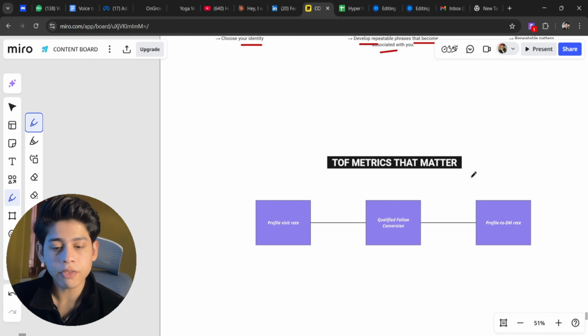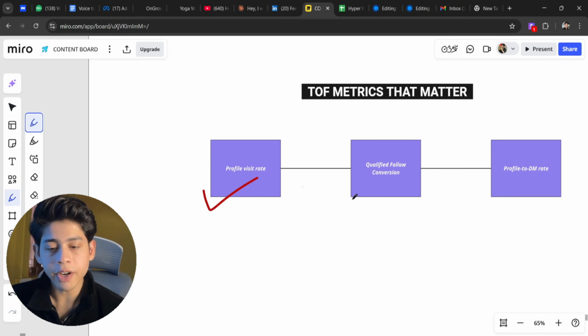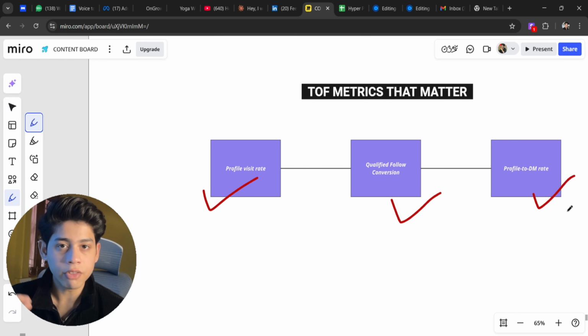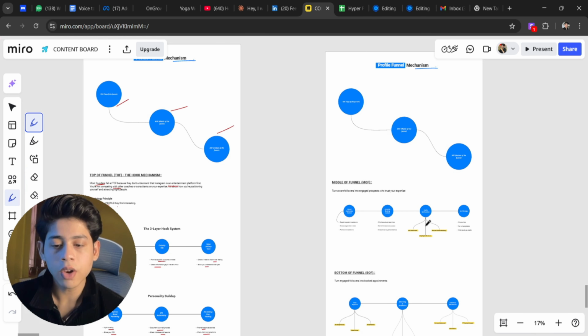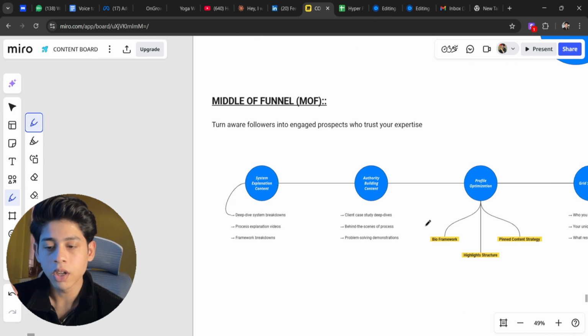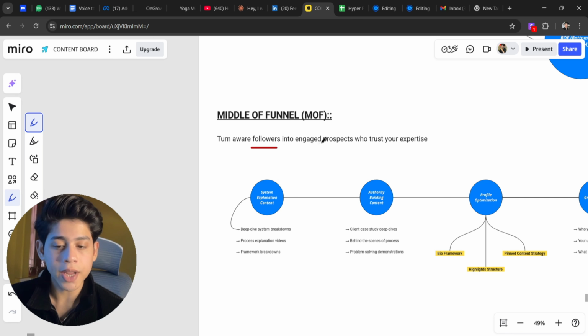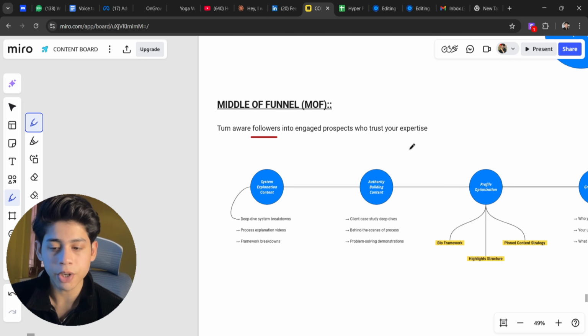The metrics that matter for the top of the funnel are profile visit rate, qualified follow conversion, and people-to-DM rate. These are the metrics that we mainly track for the top of the funnel. Now let's talk about the middle of the funnel. Here we turn our aware followers into engaged prospects who trust your expertise, right?